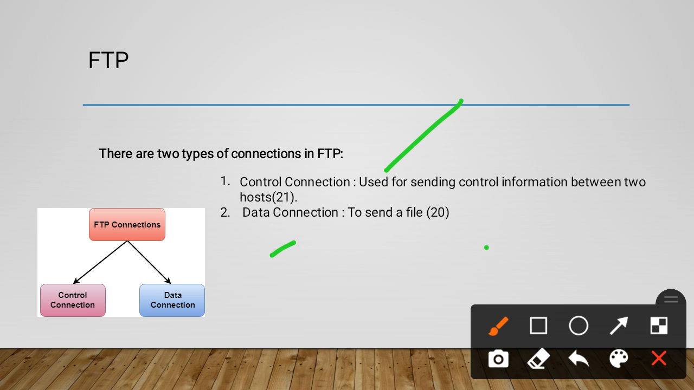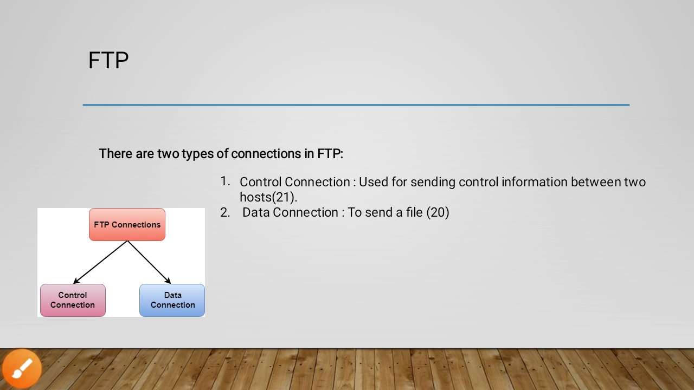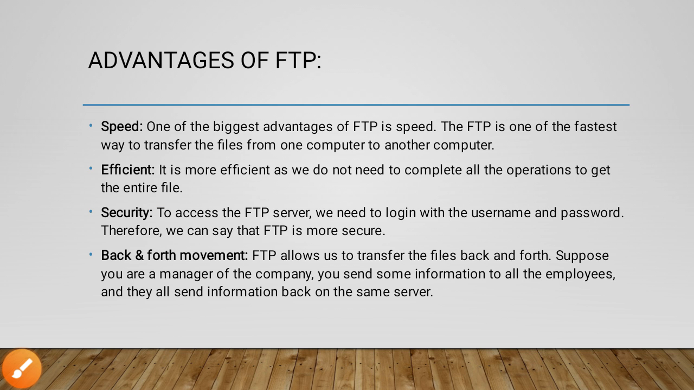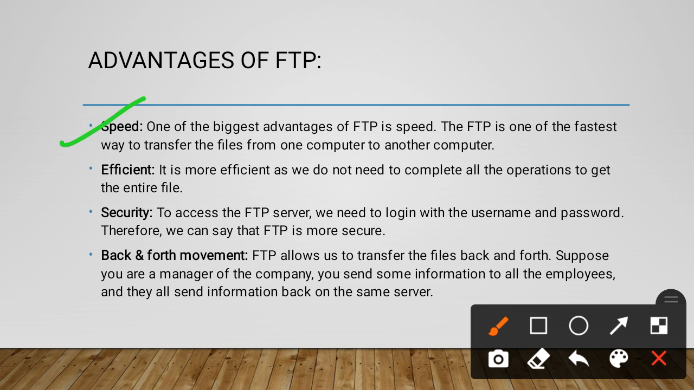And the port number for control connection is 21 and the data connection is 20. Then the advantages of FTP protocol are that speed is high, it is more efficient, and it has more security. It can use a username and a password, so that it provides security. Back and forth movement allows the transfer of files back and forth.